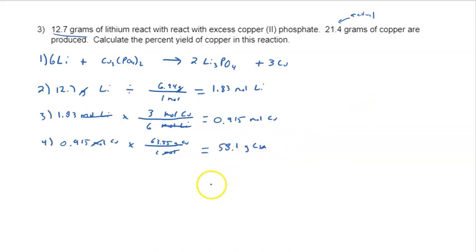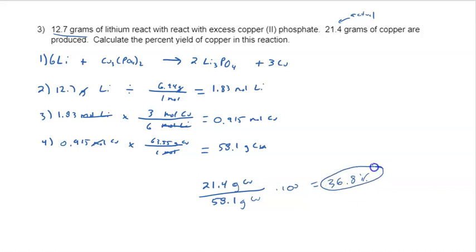Alright, so to go percent yield and go to actual, 21.4 grams Cu over 58.1 grams of copper times 100. And that should give us 36.8% yield when we round to 3 sig figs. Not very good, by the way.